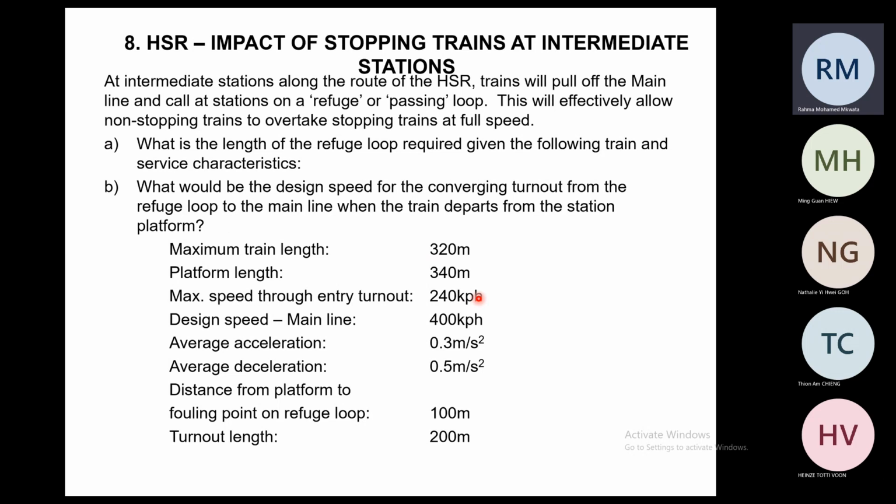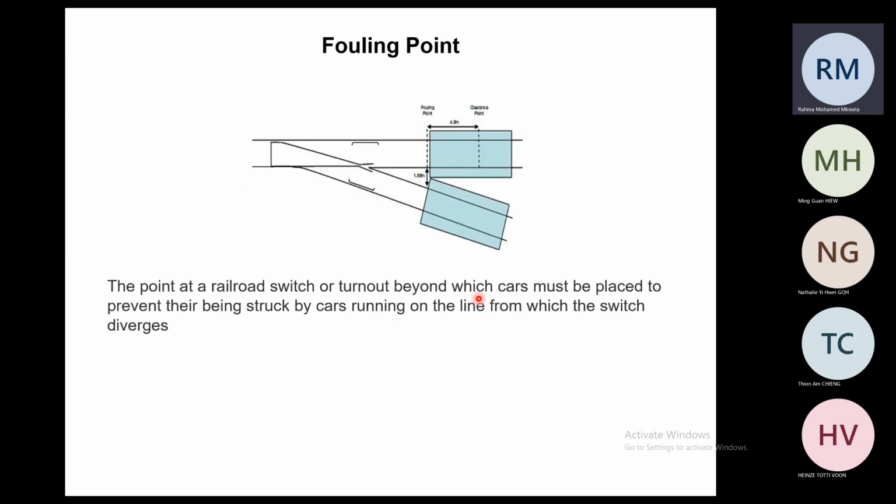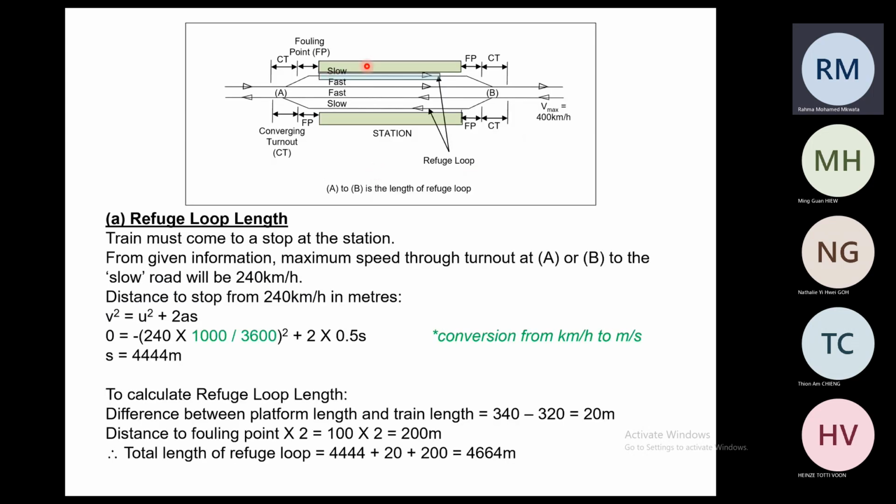Let's go to the diagram and see this entry turnout. So if you have a line, this is your main line. If you have a line and you have to diverge from this line and go to another line, so this is actually your turnout point. This is where you turn out from your original line.